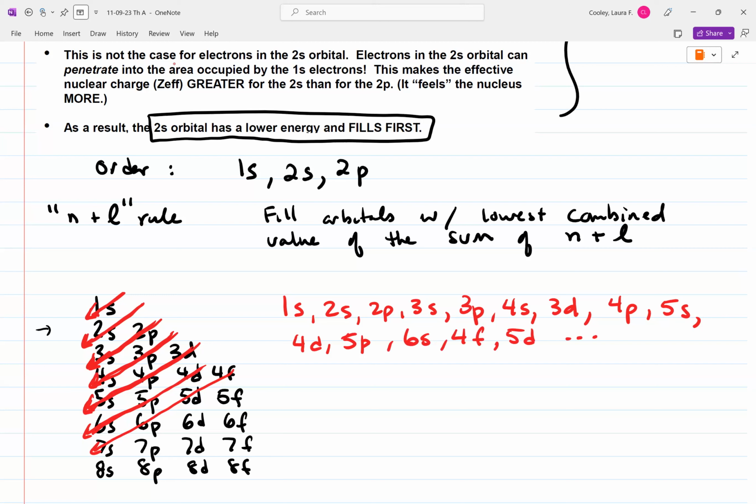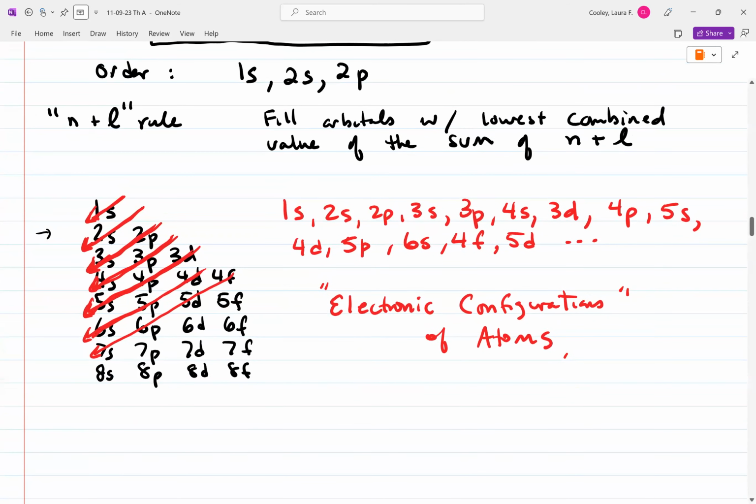Okay, so if you draw your diagram nice and neatly, it's very easy to do this. With this order, now we can start placing electrons in orbitals. We are going to write the electronic configurations of different atoms using this orbital order. So in other words, we're going to put 2 electrons in each of these, one with spin up, one with spin down. And we're not going to use most of those orbitals because we're not concerned with the elements very far down in the periodic table.